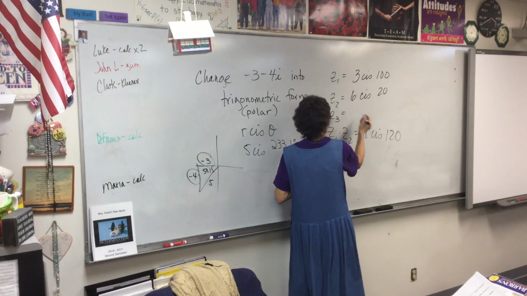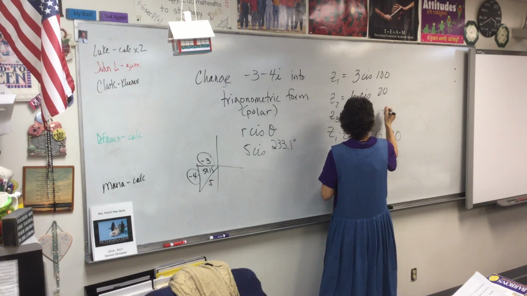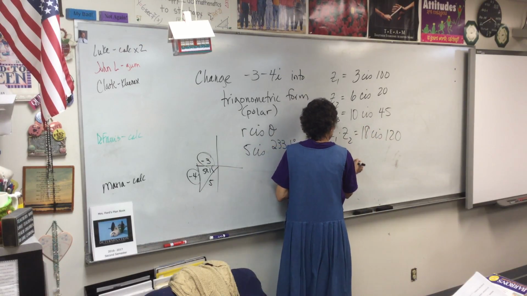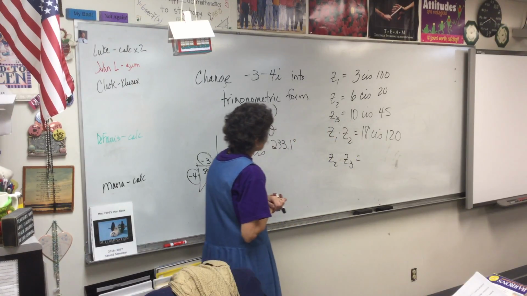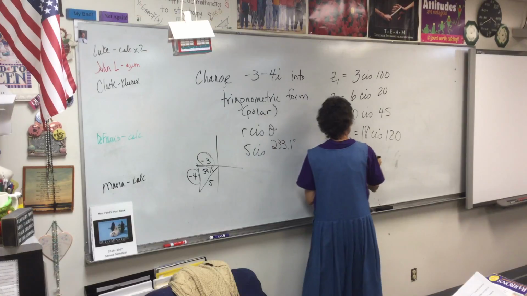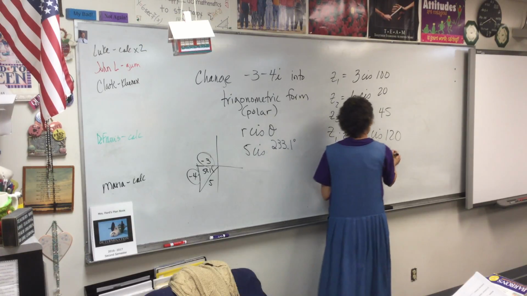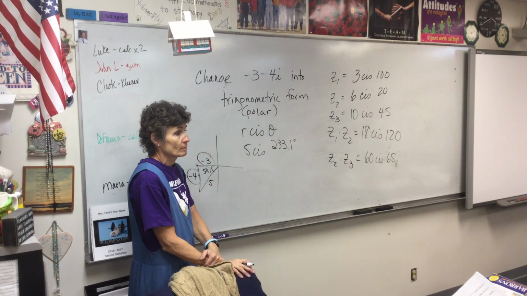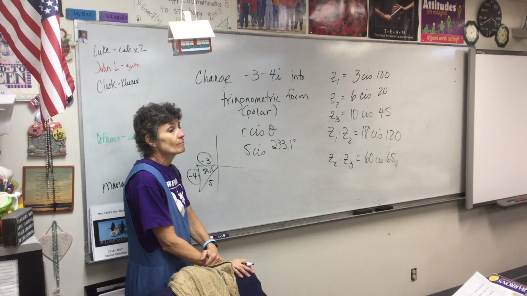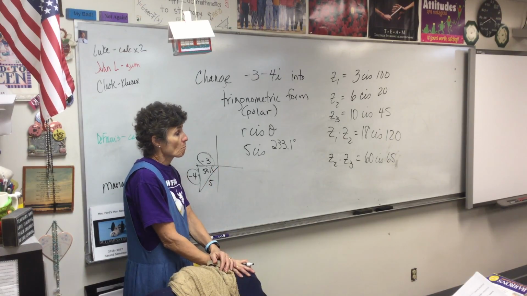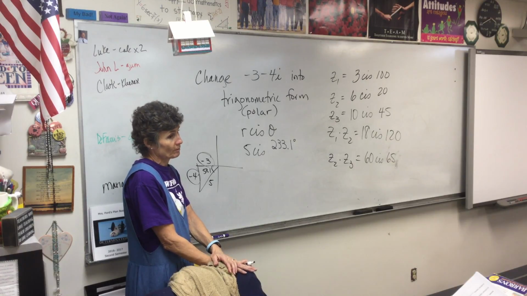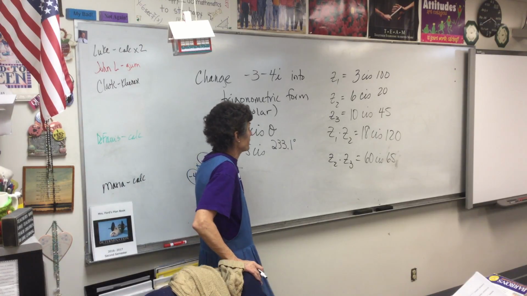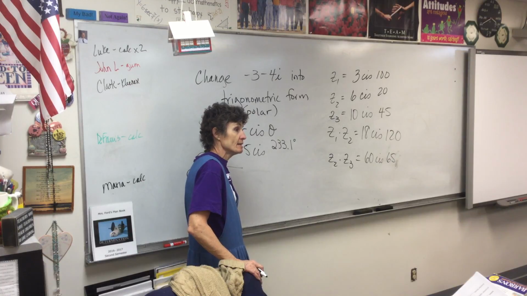So if I had a third number, let's say 10 CIS 45, and I said, what's Z sub 2 times Z sub 3? 60 CIS 65. Everybody got it? Alright, so how do we multiply numbers in polar form? We multiply the R's and add the angles.